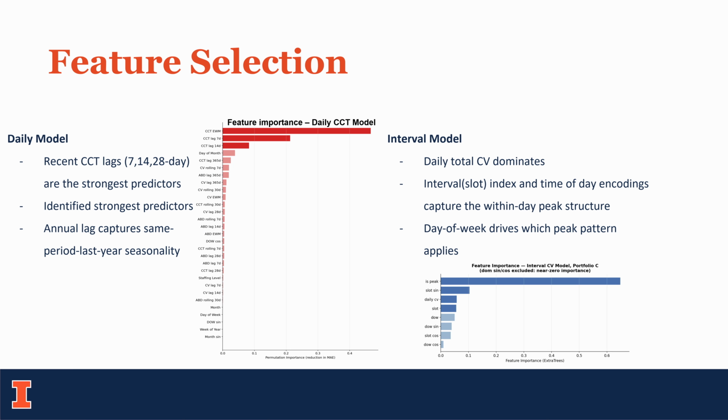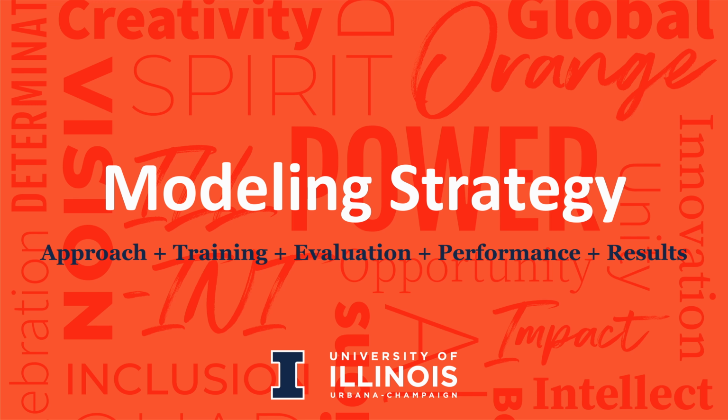We used feature importance to validate our inputs. For daily CCT, recent lags dominate, showing that handle time is highly driven by recent history. Oddly enough, staffing also ranks very low, which is a bit counterintuitive. But for intraday call volume, slot index and peak hour dominate, which confirms that time of day is really what's driving the shape here.